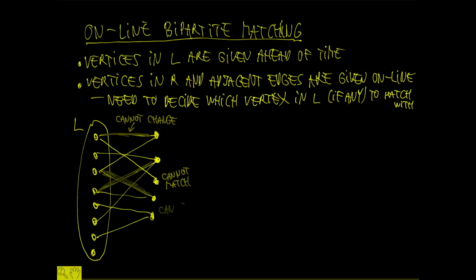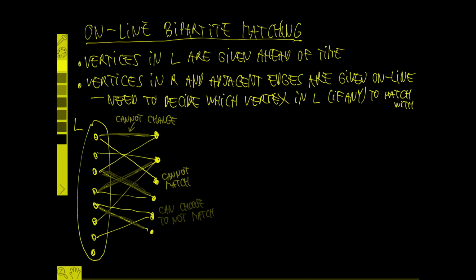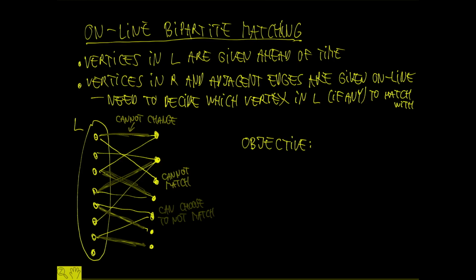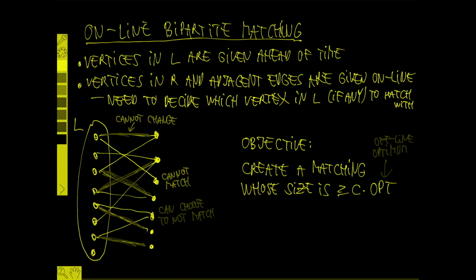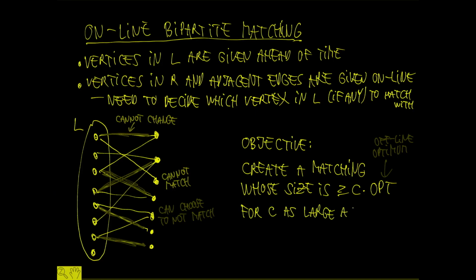So we are not forced to match every vertex, so we can choose not to match a vertex to any of its adjacent vertices. Yeah, and that's pretty much it. So now the objective naturally is to create a matching that is as large as possible, and we compare the size to the offline opt. Okay, and we would like to obtain size at least c times opt, where c is as large as possible. So the rest of the lecture is about trying to optimize this competitive ratio c.